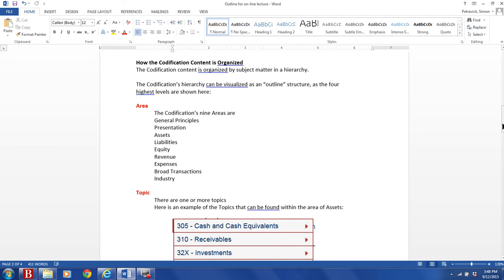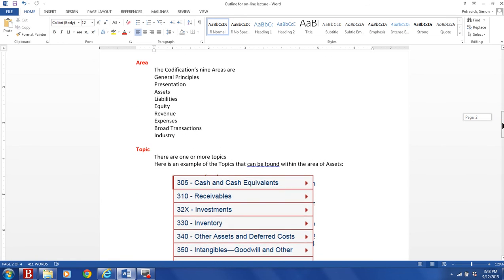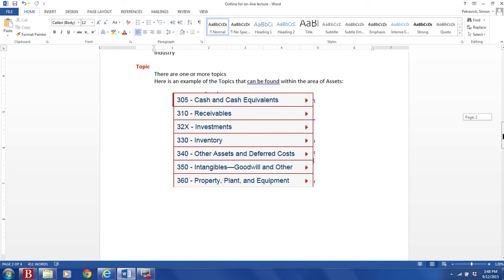The codification is organized in a hierarchy, and it can be visualized as an outline. So we'll see an example of it in a second when I log in. The highest level, called an area, has 9 different parts. General principles, presentation, all the way down to industry. When you select an area, you'll see that it's broken down into topics. So I opened up the area of assets, and it included accounting information about cash, accounting information about receivables, accounting information about investments, and so forth.